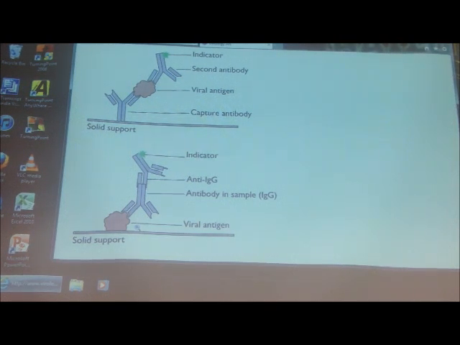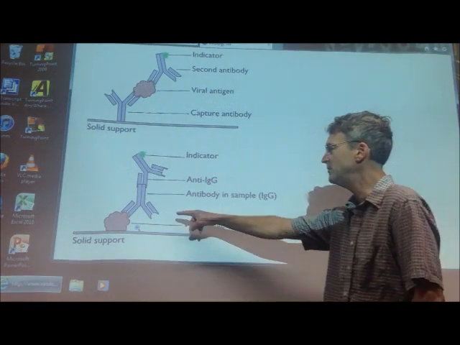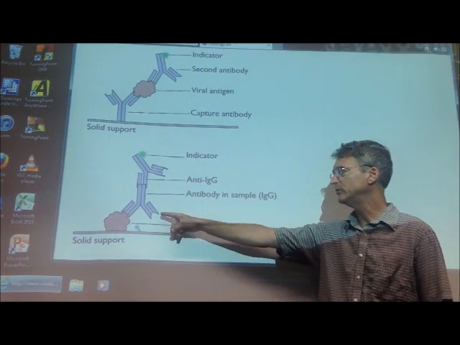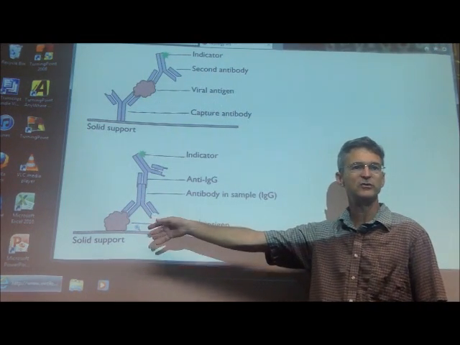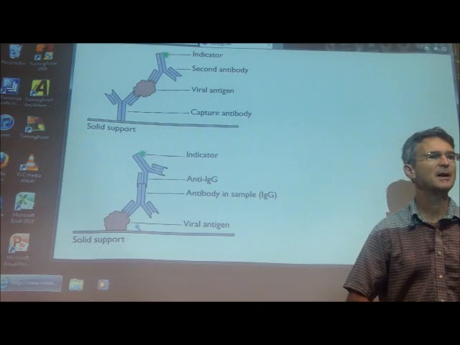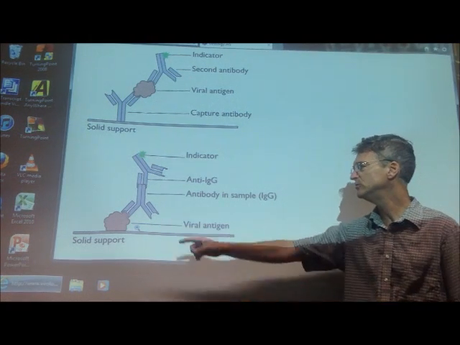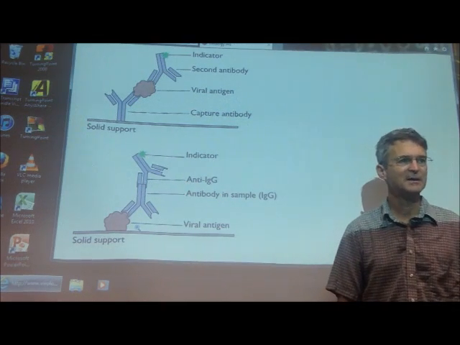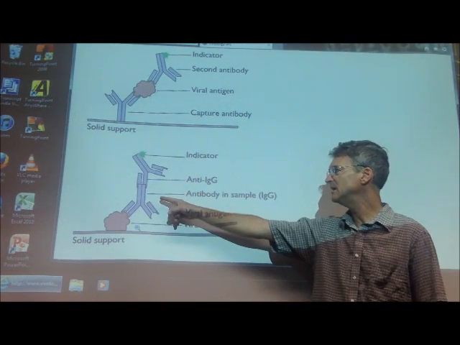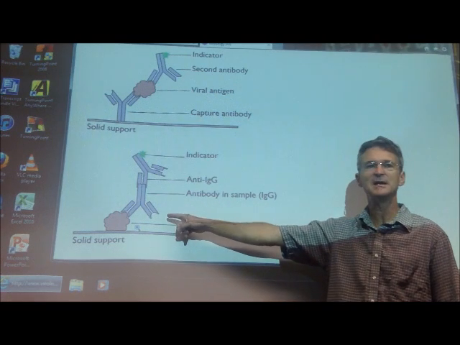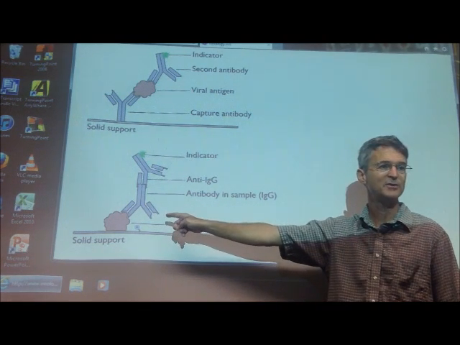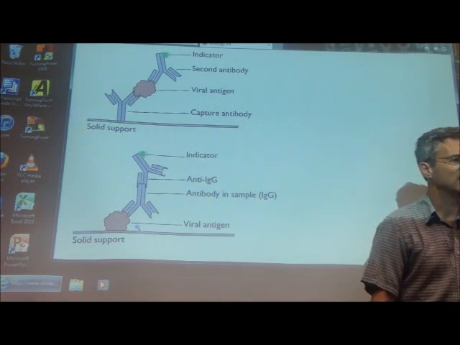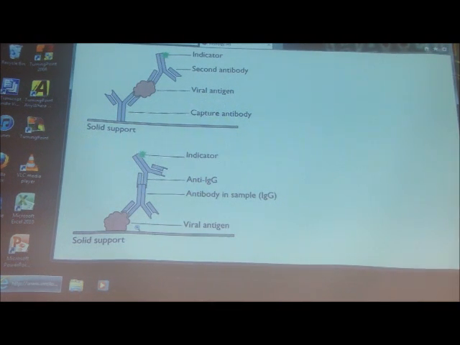I'm not looking for viral antigen. I'm looking for the presence of antibody. Then I wash that out, so that only this is sticking. All the dross is removed, all the contaminants from the patient sample are removed. Just the antibody sticks. Then I add a special antibody, a secondary antibody, and this antibody is an anti-IgG antibody. It's an antibody against other immunoglobulin Gs. And it has an indicator, like alkaline phosphatase or horseradish peroxidase on there.